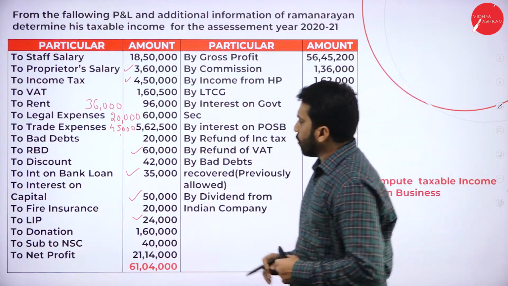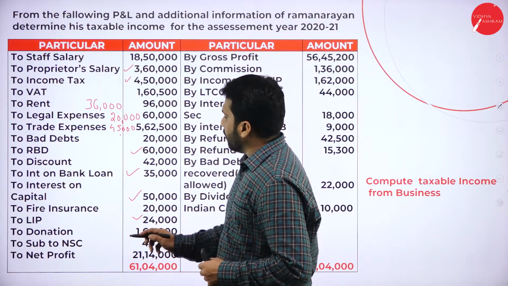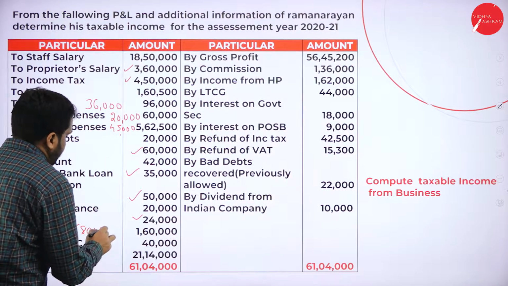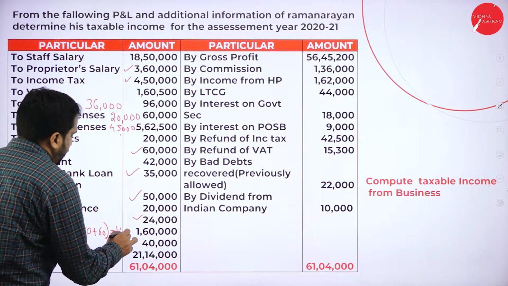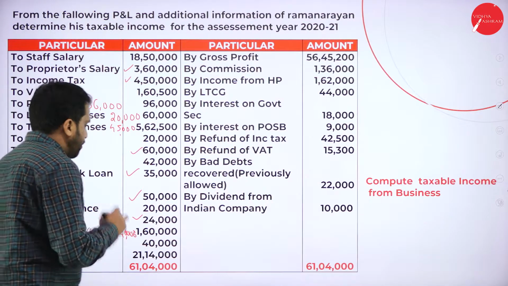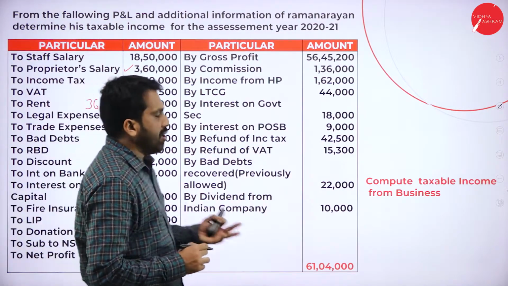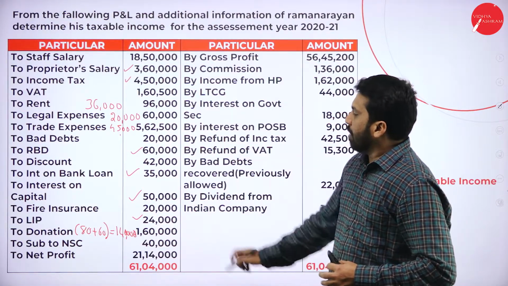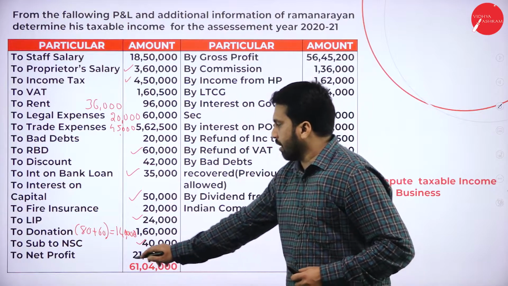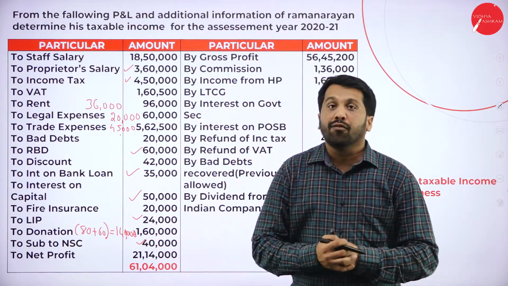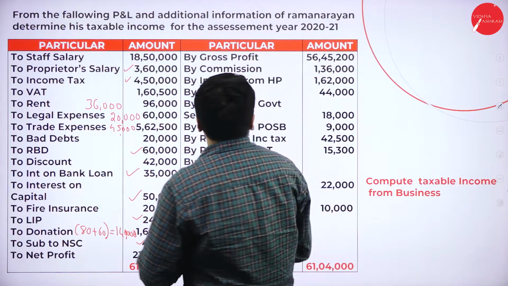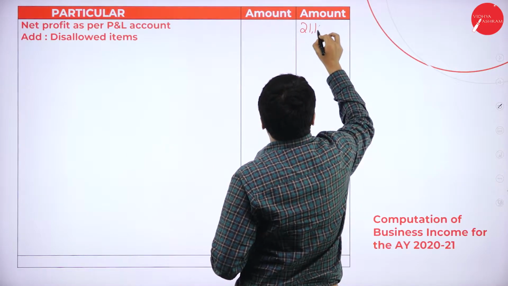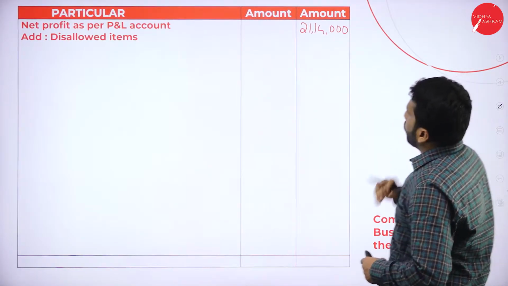Then after that we have donation. Donation in this: 80,000 plus 60,000, answer is 1,40,000. Up to this we consider as your non-business expenditure. Now, subscription to NSC you have to take. Before that, take net profit 21,14,000. So you are supposed to take net profit 21,14,000. We're done with net profit.